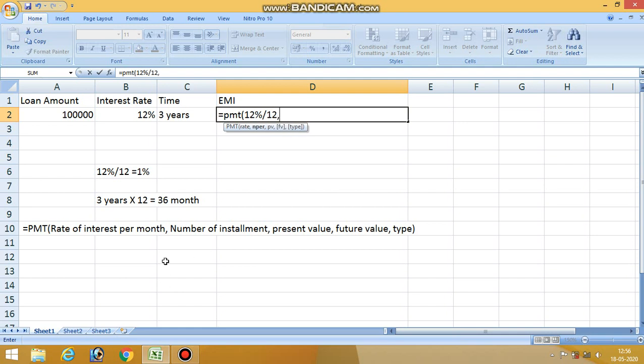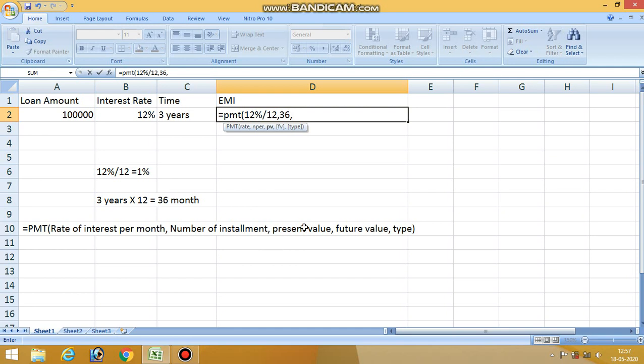Then number of installments. Your time is 3 years. So if you pay EMI at the end of every month, you will have 36 installments, that is 3 into 12. You can type 36 directly here.